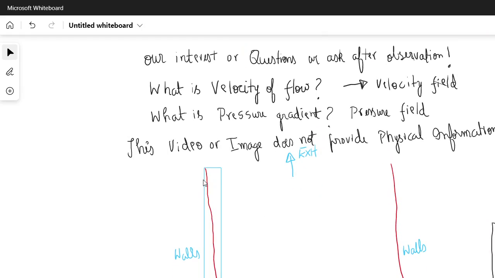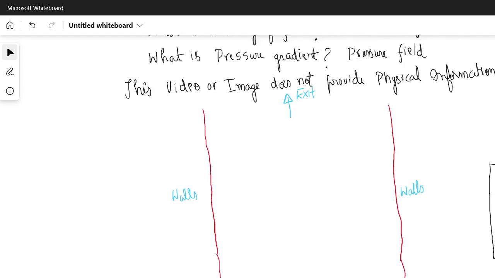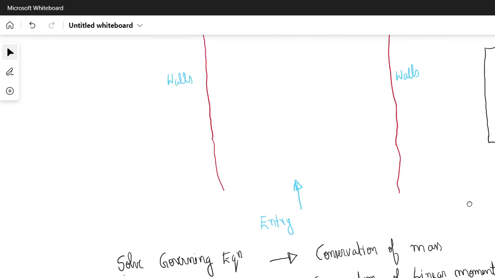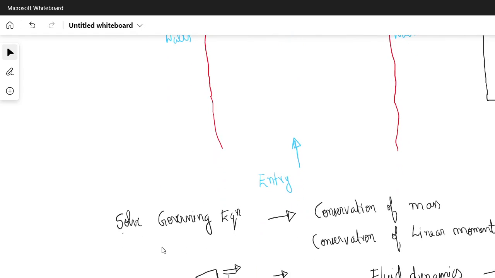Here, on a computer, you create such a channel. This is the wall, then there's the inlet condition or entry, and then there's the exit or outlet condition. Here is the Eulerian frame of reference: a person fixed, seeing this control volume, seeing what is coming in and what is going out, and what is the change within the control volume. The governing equations are conservation of mass, or the continuity equation, and conservation of linear momentum, the Navier-Stokes equation, which is nothing but Newton's second law applied to a fluid.